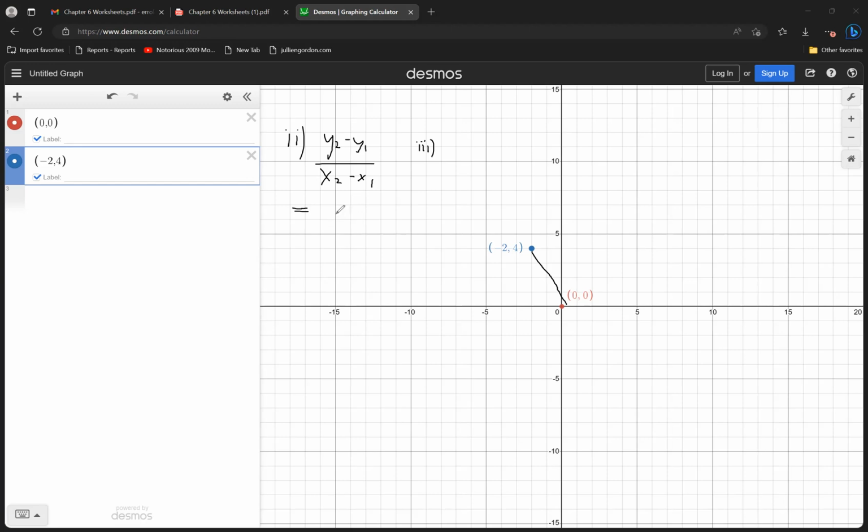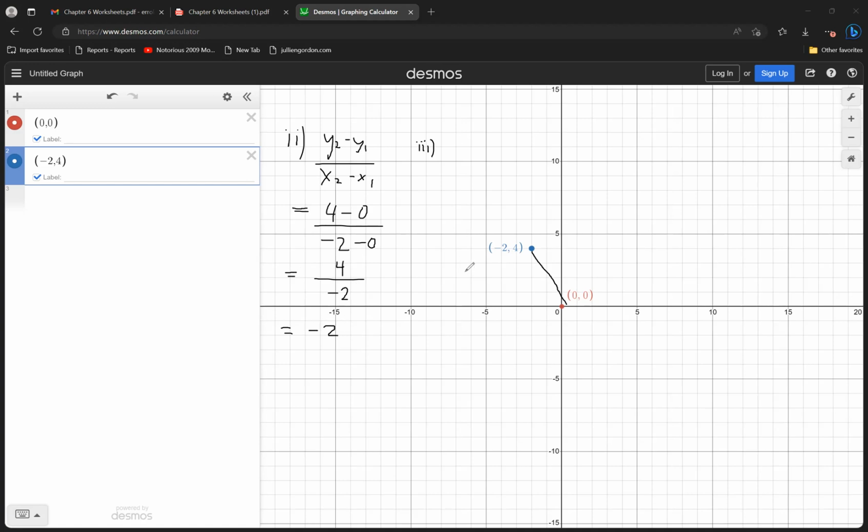y2 is 4. y1 is 0. Okay, 4 minus 0 over -2 minus 0. Okay, so what's the slope then? 4 over -2, which is what? 4 divided by -2 is -2.